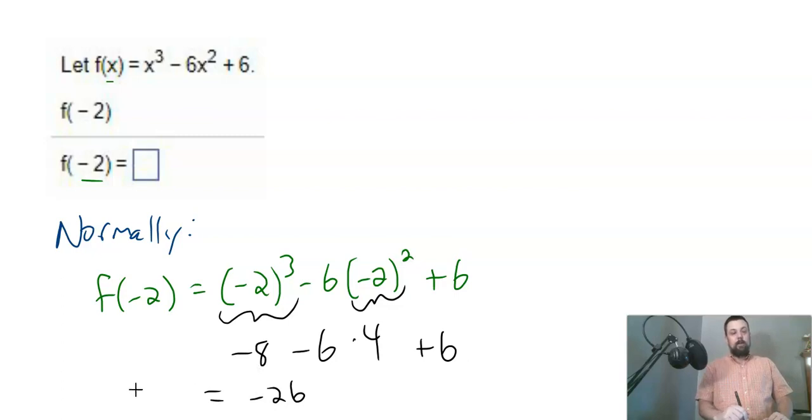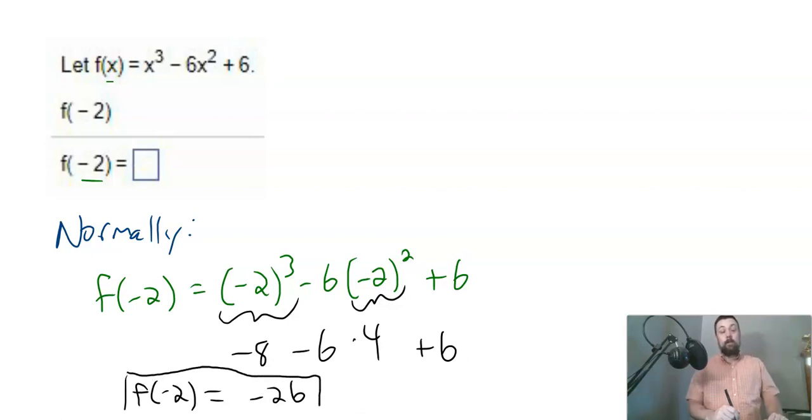I'll leave the rest of the details to you. But you get f of negative 2 equals negative 26. And that's the right answer. If you type negative 26 into this box, it's going to be correct. But you're not doing the problem the way you were supposed to do it, but MathXL is not going to know. My math lab, whatever we're using, isn't going to know how you got the answer. It's just going to know it's the right answer.